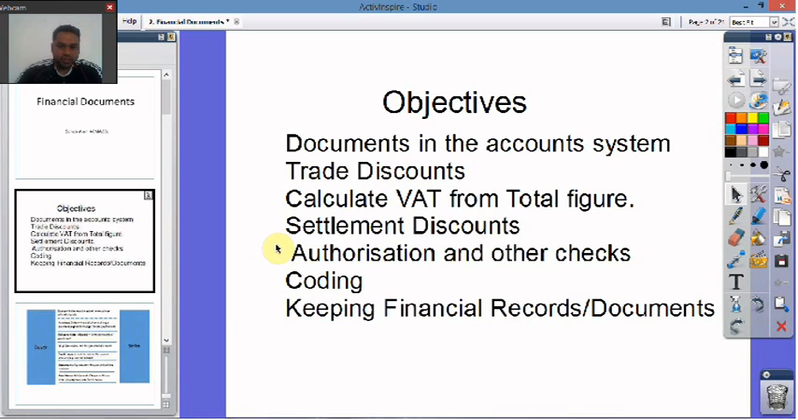Objectives. We're going to look at documents in the accounting system, we're going to look at trade discounts, we're going to look at how to calculate VAT from totals figures, we're going to look at settlement discounts, we're going to look at authorization and other checks, we're going to look at coding, we're going to look at keeping financial records and documents.